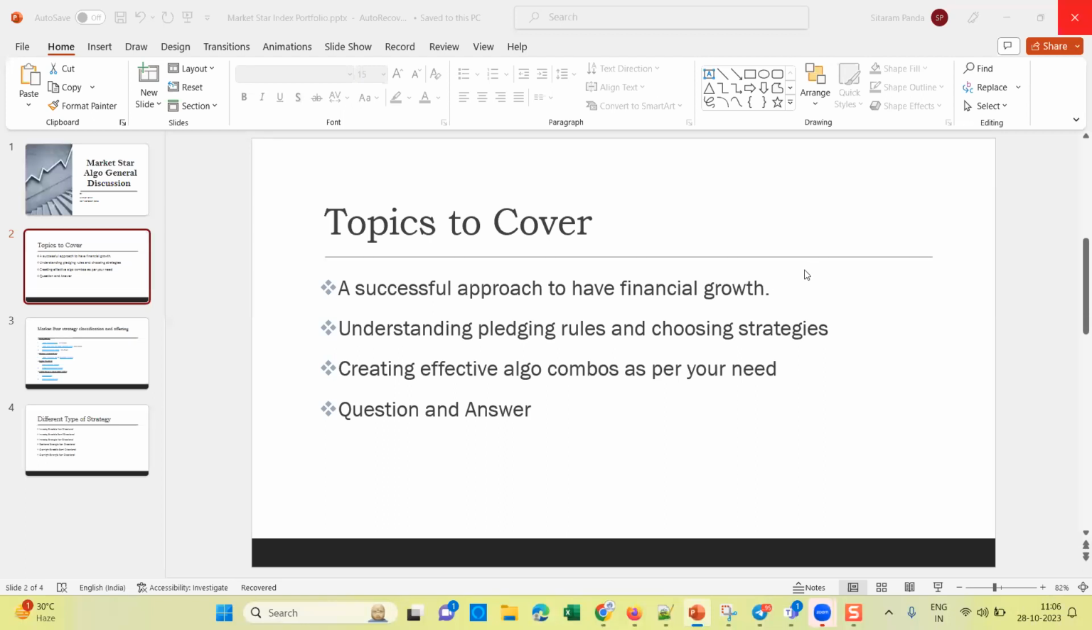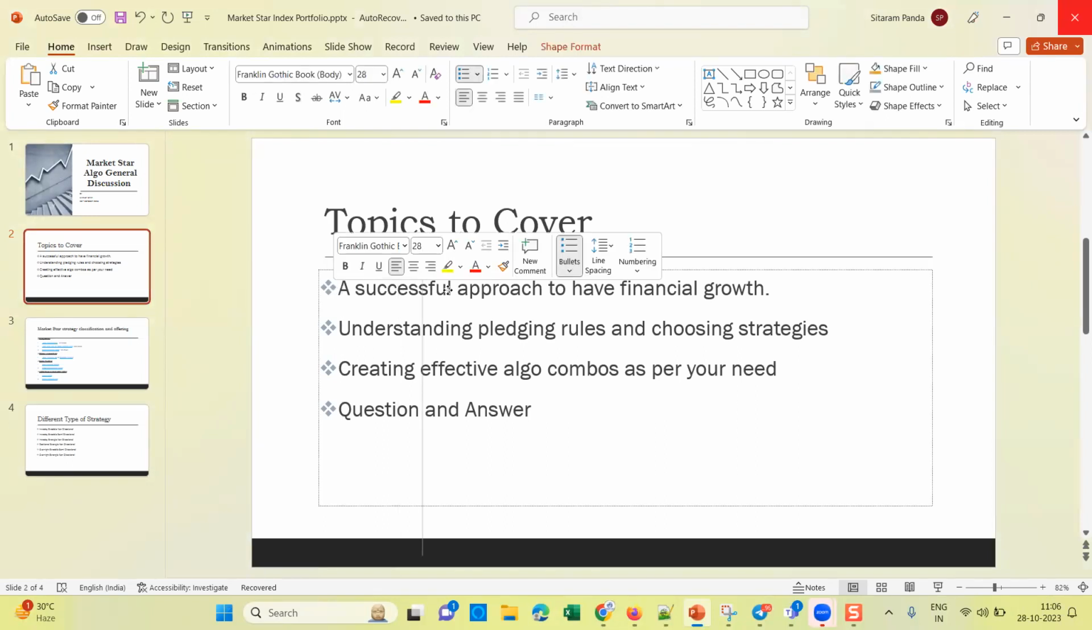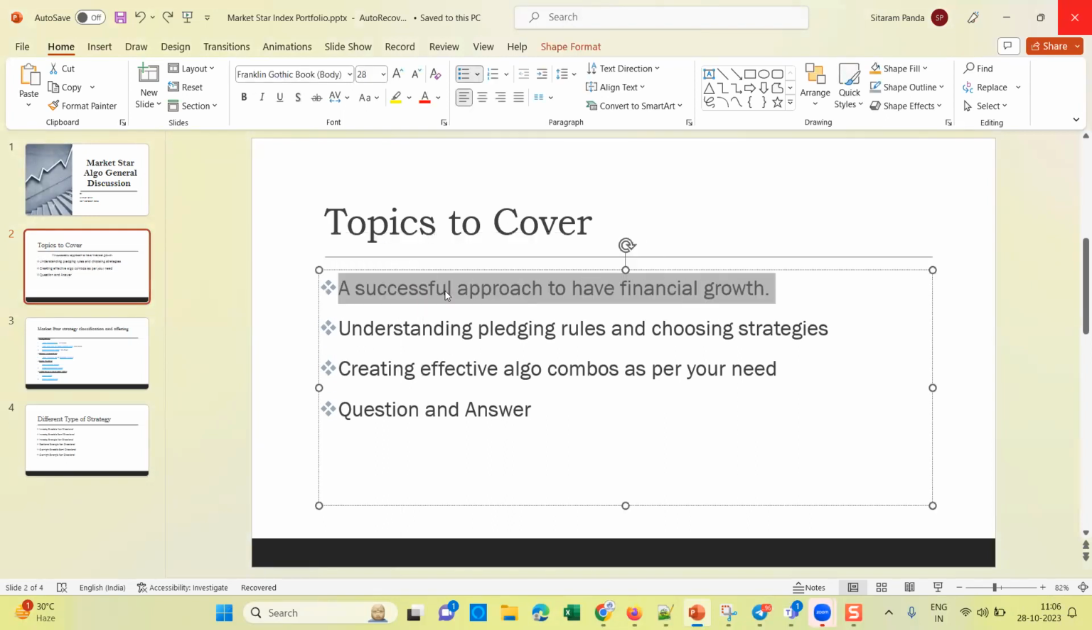So this is nothing out of the box, a successful approach to have financial growth. This is nothing out of the box thing. I will just explain what exactly I am doing. The same thing, if you guys can replicate, I expect the same thing will be helpful to you also. जो मैं करता हूँ, मैं वही चीज बताने वाला हूँ कि मैं करता क्या हूँ.